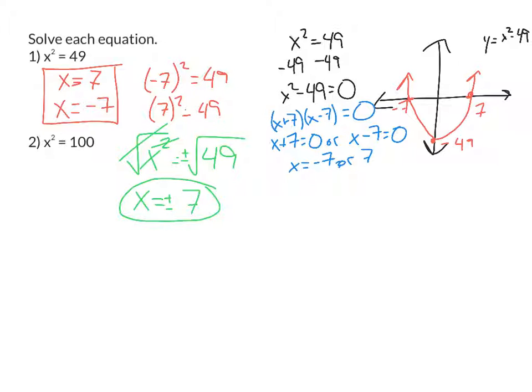Let's use that method to do number 2. So if I'm looking at x squared equals 100, if I square root both sides to get rid of the squared, we should have two answers, and therefore that square root of 100, I'm going to put that plus or minus sign in front of it. So we come up with x equals either positive or -10.